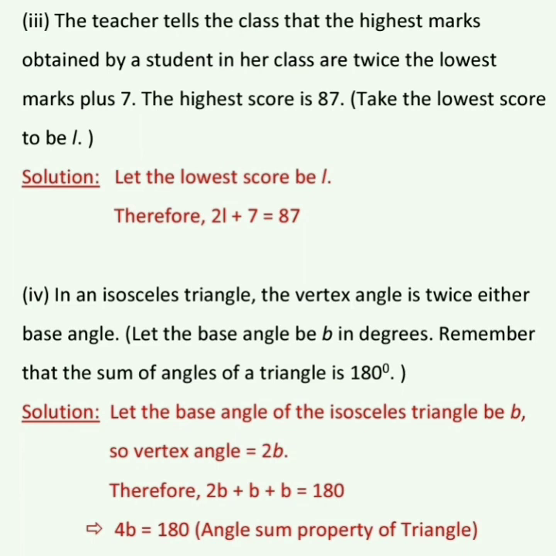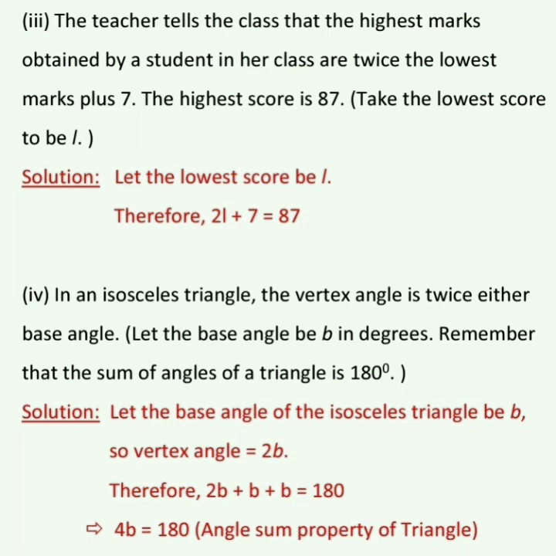Now the last sum. In an isosceles triangle, the vertex angle is twice either base angle. आइसोसेलेस ट्रायंगल बोलेगा तो ऐसा ट्रायंगल जिसमें 2 साइड इक्वल रहती हैं. Let the base angle be b in degrees. Remember that the sum of angles of a triangle is 180. आपको पता रहेगा कि ट्रायंगल में 3 एंगल रहते हैं और तीनों का सम करेंगे तो 180 ही होता है. Now solution. Let the base angle of the isosceles triangle be b.